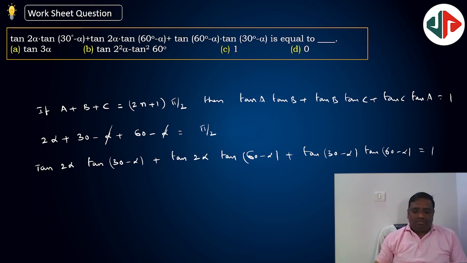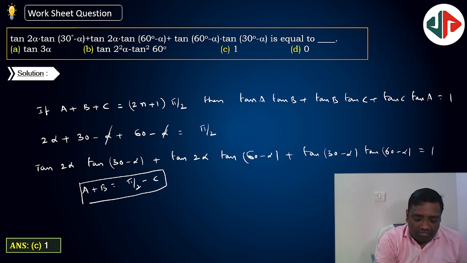So how to prove, sir? Very simple. If a plus b is equal to π by 2 minus c, you can apply tan on both sides. Tan of a plus b is equal to tan of 90 minus c. Cot c value will exist. Cot c means 1 by tan c. Do cross multiplication, you will get the answer. Remember this standard property.